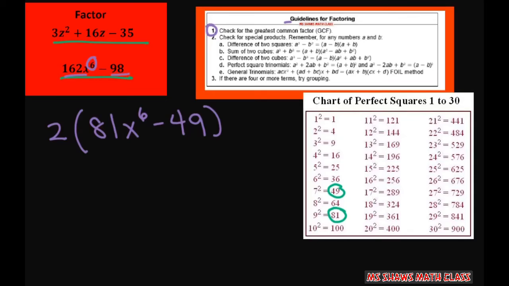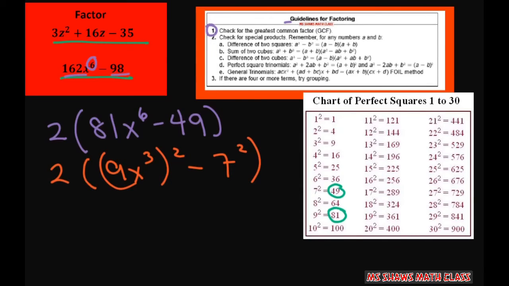So I can rewrite this as 2 times 9x cubed squared minus 7 squared. And I did that because the 3 times 2 gives you the 6. So since we have A equals 9x cubed and B equals 7, I can use my difference of two squares and use this formula here.